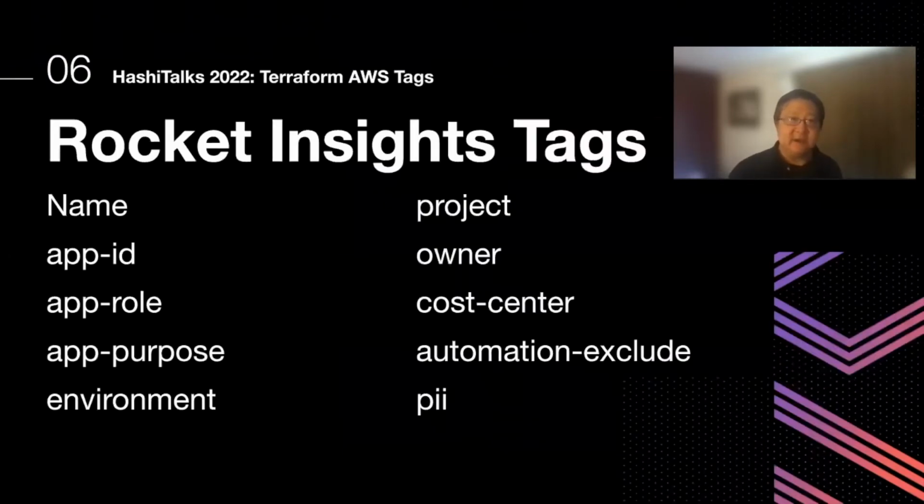And these are the tags. When Rocket Insights comes in to consult on a project, these are the 10 minimum tags that we recommend. And if you go to the blog post, you could have a better explanation of what these tags mean and how we use them.